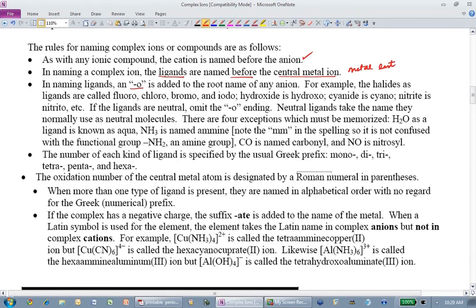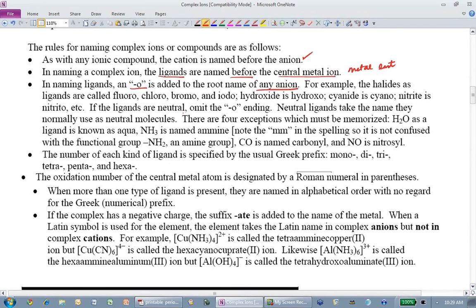In naming ligands, we add an o. That's added to the root name of any anion. For example, halides, chloride, bromide, fluoride, etc. become fluoro, chloro, bromo, iodo. That one's my favorite because it's fun to say. Hydroxide is hydroxo. Cyanide is cyano. Nitrite is nitrito. Nitrate would be nitrato. Get it? It's kind of fun.